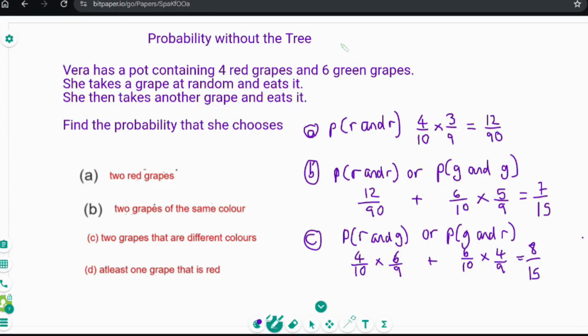And then D, I'll do up here. At least 1 grape that is red. Now, for this one, we could do red and a red, or red and a green, or green and a red. What I'm going to do though is look at the alternative option and take it from 1, because sometimes there are so many probabilities to look at. This is just by far the easiest way of doing it.